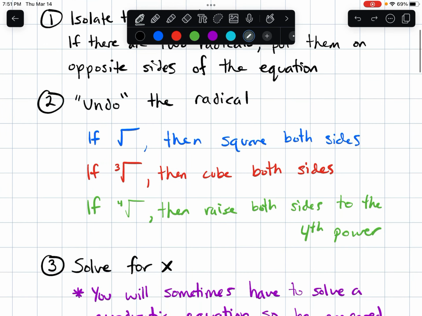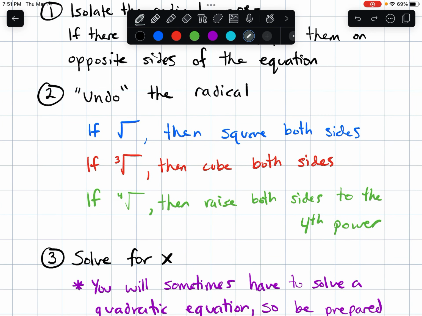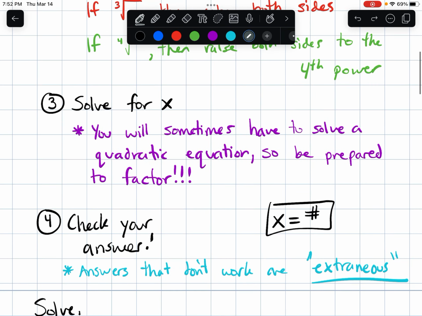Once you've done that, you're going to do the same step of undoing the radical. Use inverse operations. So if you see a square root, then you want to square both sides. If you see a cube root, then you want to cube both sides. And if you see the fourth root, then you want to raise both sides to the fourth power. Inverse operations. You're then going to solve for x like normal.